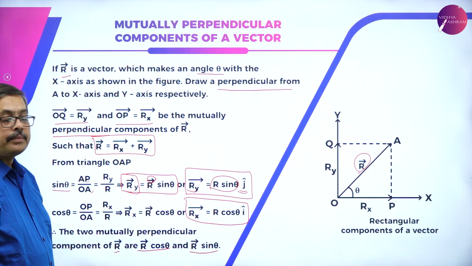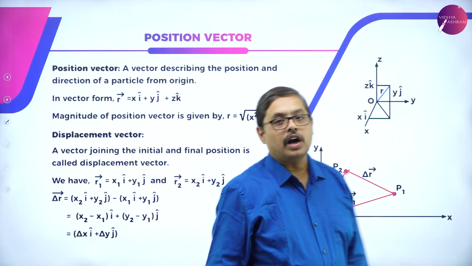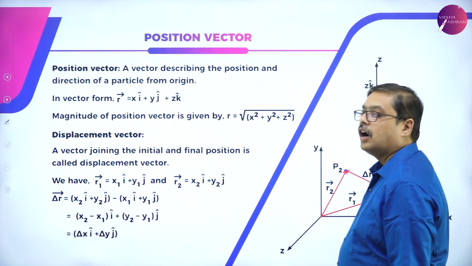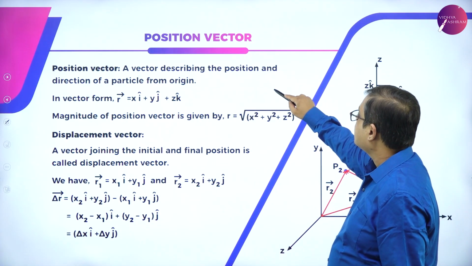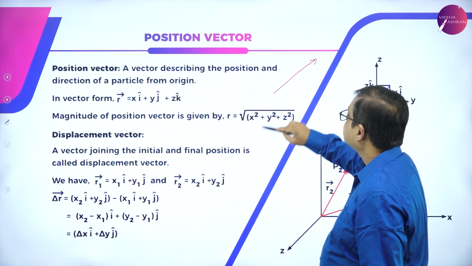Is that understandable? Let us now understand what is a position vector. How to understand what is a position vector? Suppose I have a vector like this.